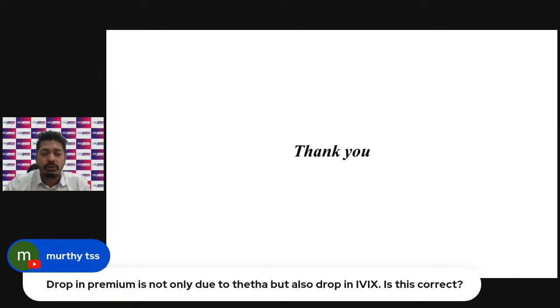So these are two different things. The option prices coming down due to theta is one thing, and the option price coming down due to India VIX is another thing. They can come down due to both of these events.